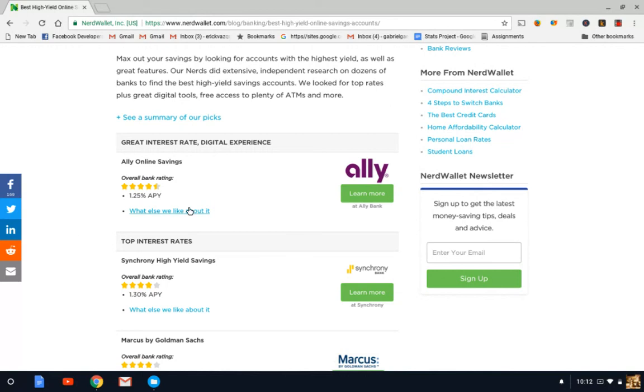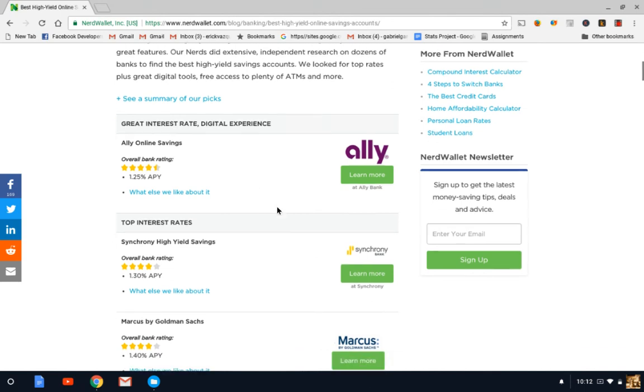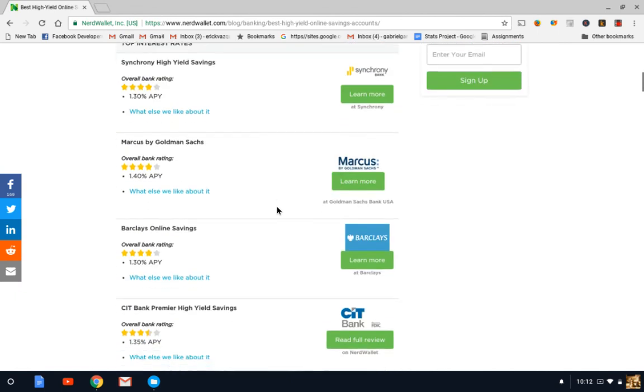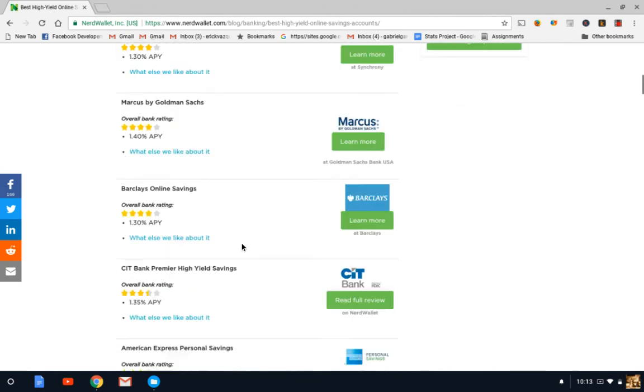So these are some of the online bank accounts that there are. Ally is my personal favorite. They just offer a really good digital experience in terms of their website, their platform. It's just really easy to use. But here are some other selections that you can also look at. You have Synchrony, Marcus by Goldman Sachs, Barclays, and Online Savings Accounts.